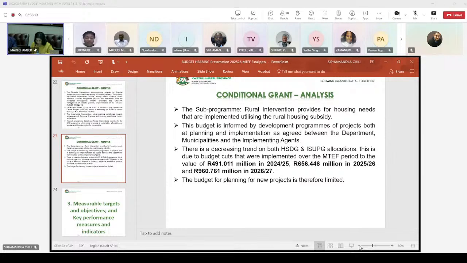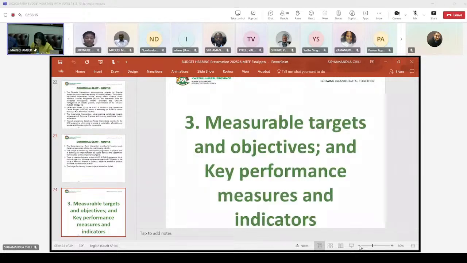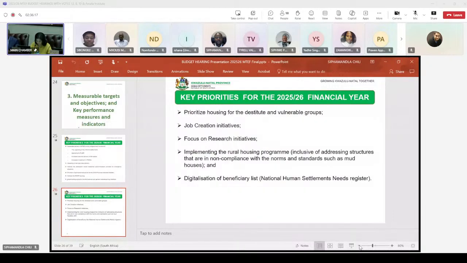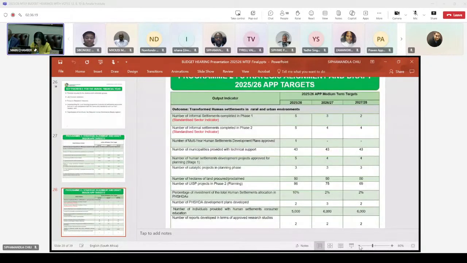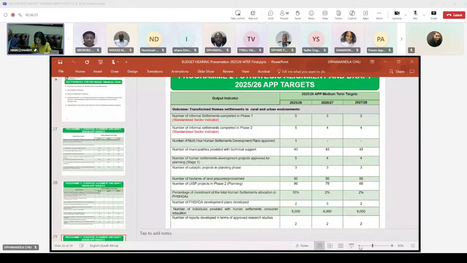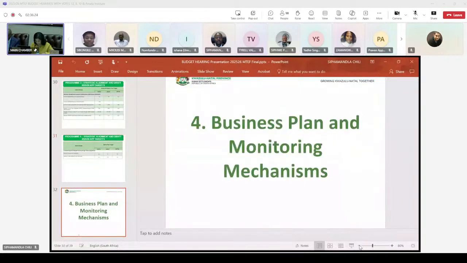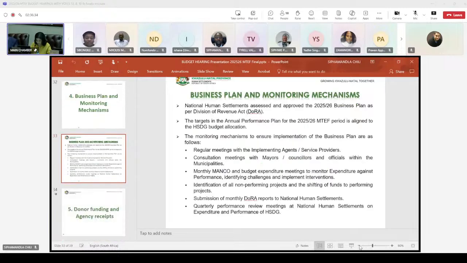Chairperson, as I mentioned, the next chapter talks to the delivery instruments that we use, and it relates mainly to the APP and the targets there, so I will skip that, but they are available should there be a need for us to discuss that any further. But I will then move on to slide 33, which talks to the business plan and monitoring mechanisms, as was requested specifically in the letter for us to talk to.